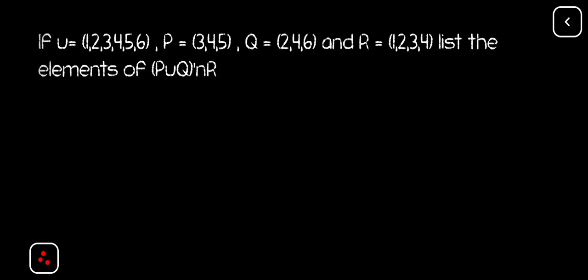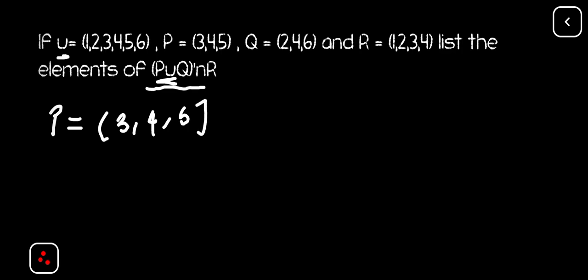The question says if the universal set, which is U, is 1, 2, 3, 4, 5, 6, P is 3, 4, 5, Q is 2, 4, 6, and R is 1, 2, 3, 4, list the elements of P union Q complement. Take note of that. If you didn't see that, it's complement, then intersection R. Now, I explained very carefully that you should always start with a bracket, right? Now, P is 3, 4, 5, right?